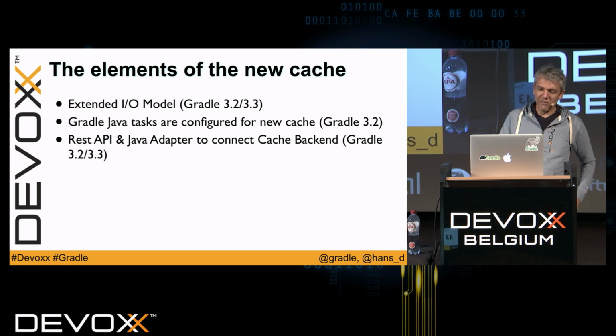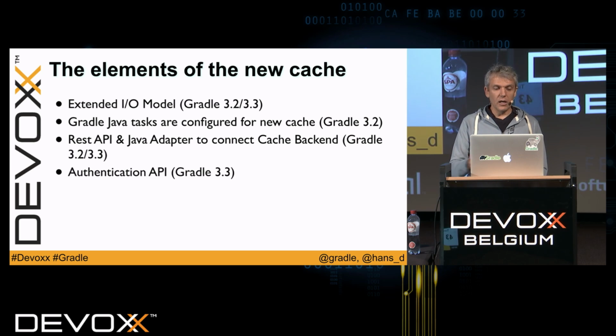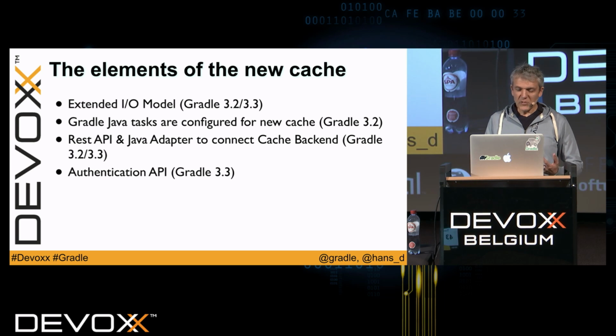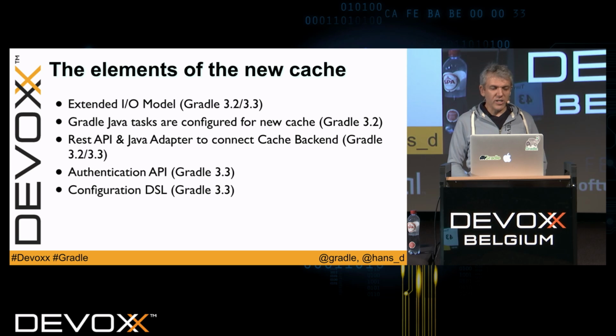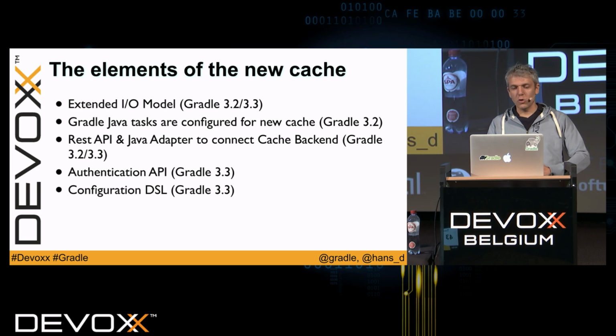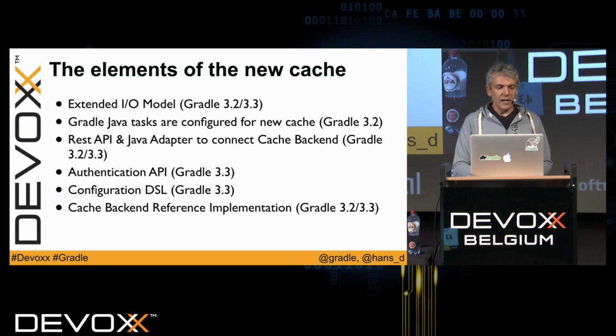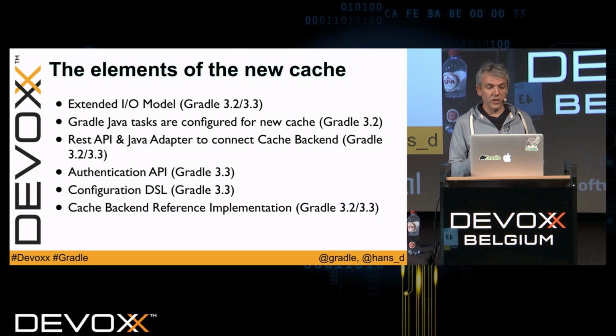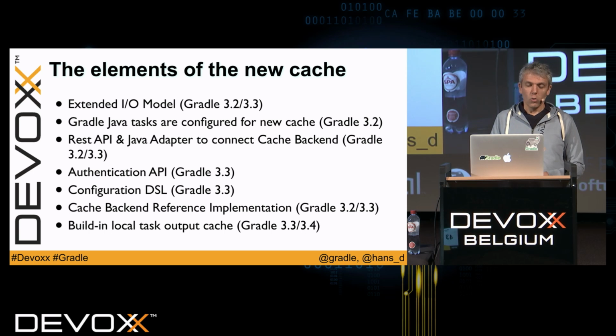There's a REST API and a Java adapter to connect to any cache backend you want to provide for the distributed cache. We need to provide an authentication API. At the moment, when you have access to the cache backend, you have access to it, right? There's no authentication happening right now. A configuration DSL where you can configure which builds should only read, which builds should read and write. There's already a cache backend reference implementation that you can use for a distributed cache. And Gradle will ship with a built-in local task output cache with version 3.3 or 3.4.